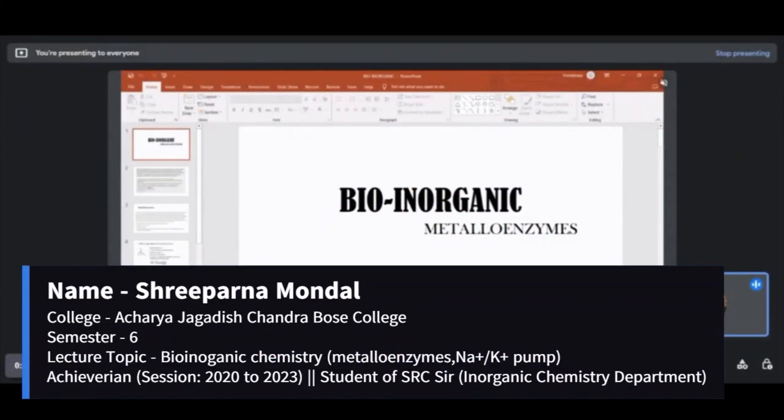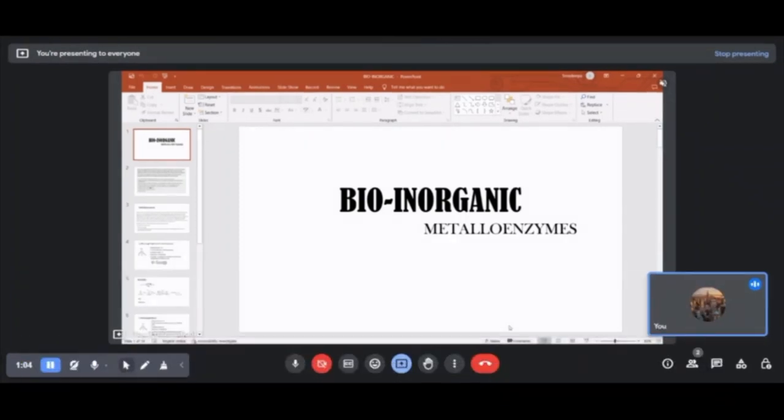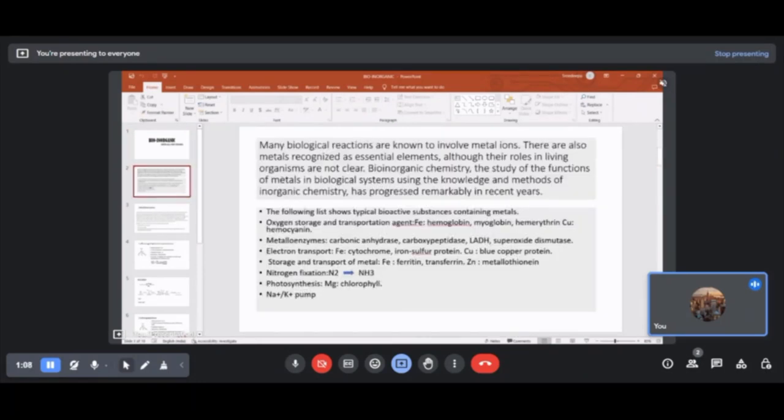So the topic for today's lecture is metalloenzymes. Metalloenzymes is basically a part of our bioinorganic chemistry. So what is this bioinorganic chemistry? Bioinorganic chemistry is basically the study of the functions of metals in biological systems using the knowledge and methods of inorganic chemistry. Basically, what does bioinorganic chemistry do?